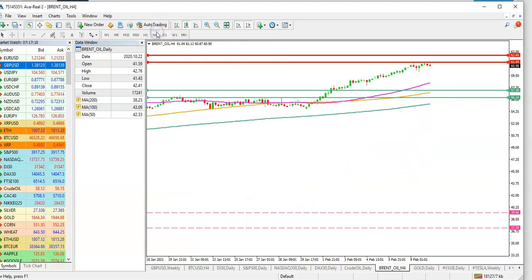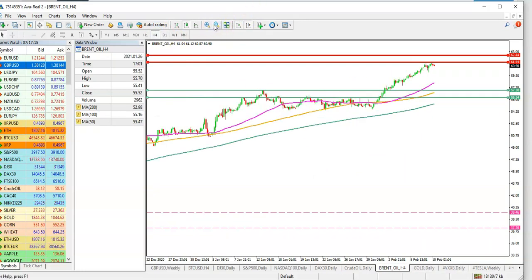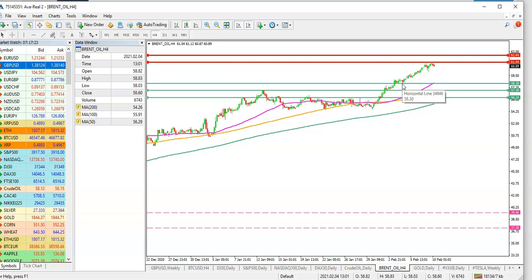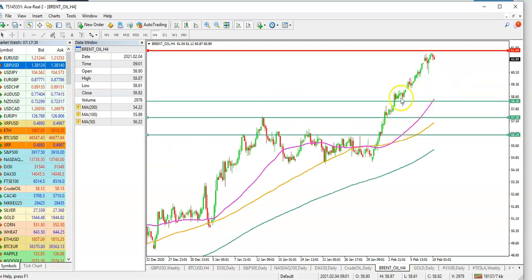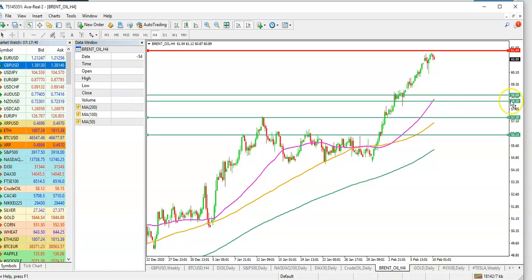However, if we go into our smaller time frame, such as the 4-hour time frame, we can see that there is another support area, and that support area is just around this particular consolidation zone. I'm going to draw the upper line of that one as well. It's going to be between 58.30 to 58.68, because this is an intraday consolidation or support zone.